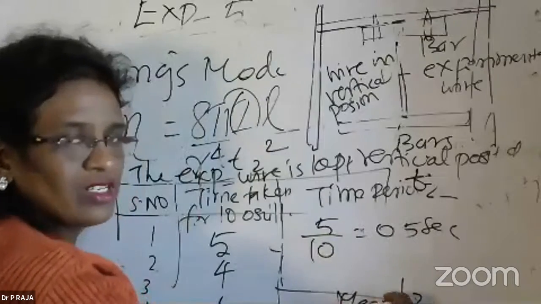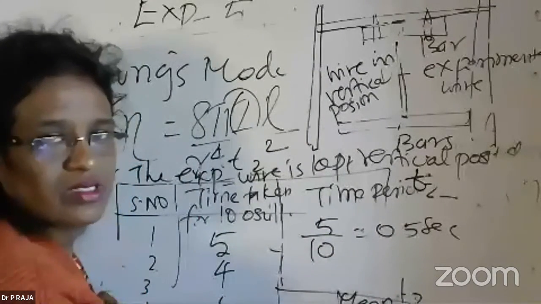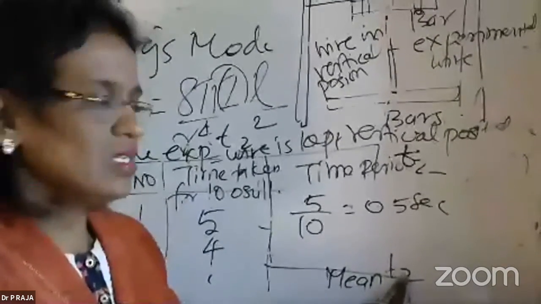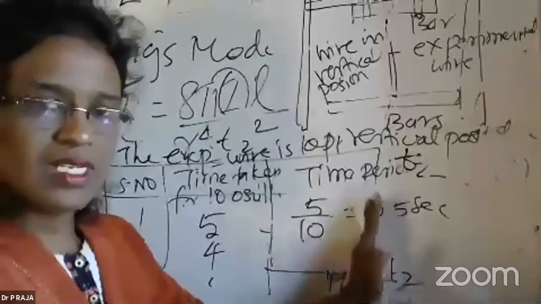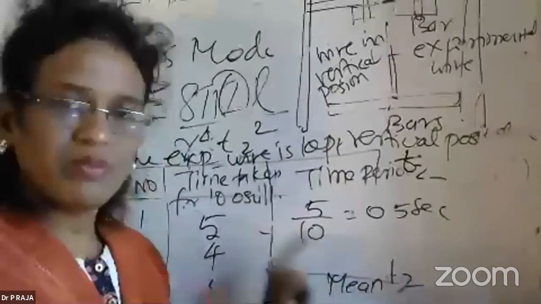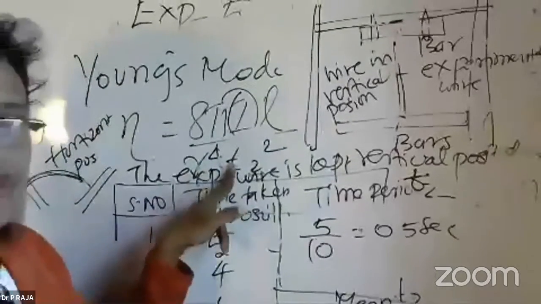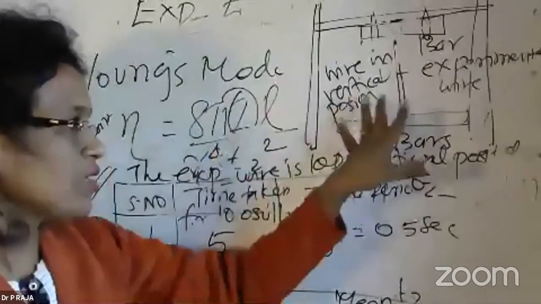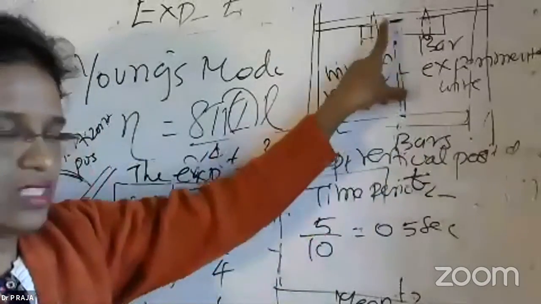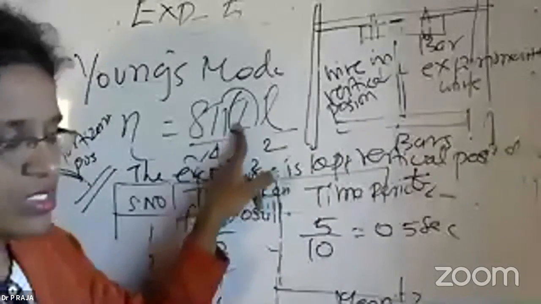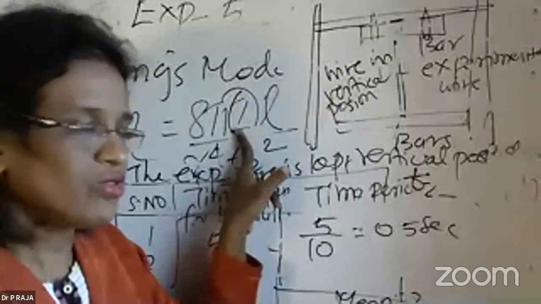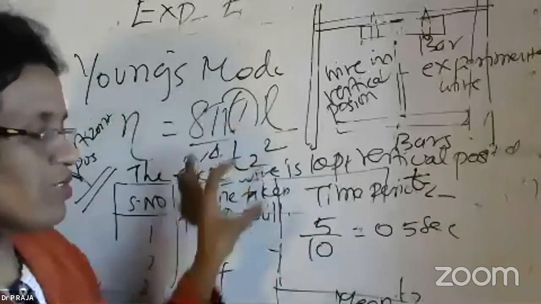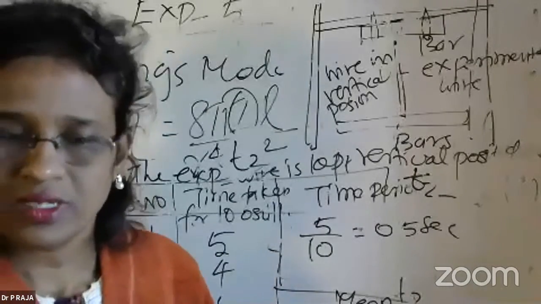Add up all these 4 or 5 values and divide by the number of values. If you have performed it 4 times, add up all 4 and divide by 4, and you will get the mean T2 value. Substitute in this formula. All other factors will remain the same. Only one time, you will find the radius of the wire and the length of the wire. All other things, like the moment of inertia, you will know from before. Only in this experiment, this T2 value will vary. When you substitute all the values, you will get the modulus of rigidity.